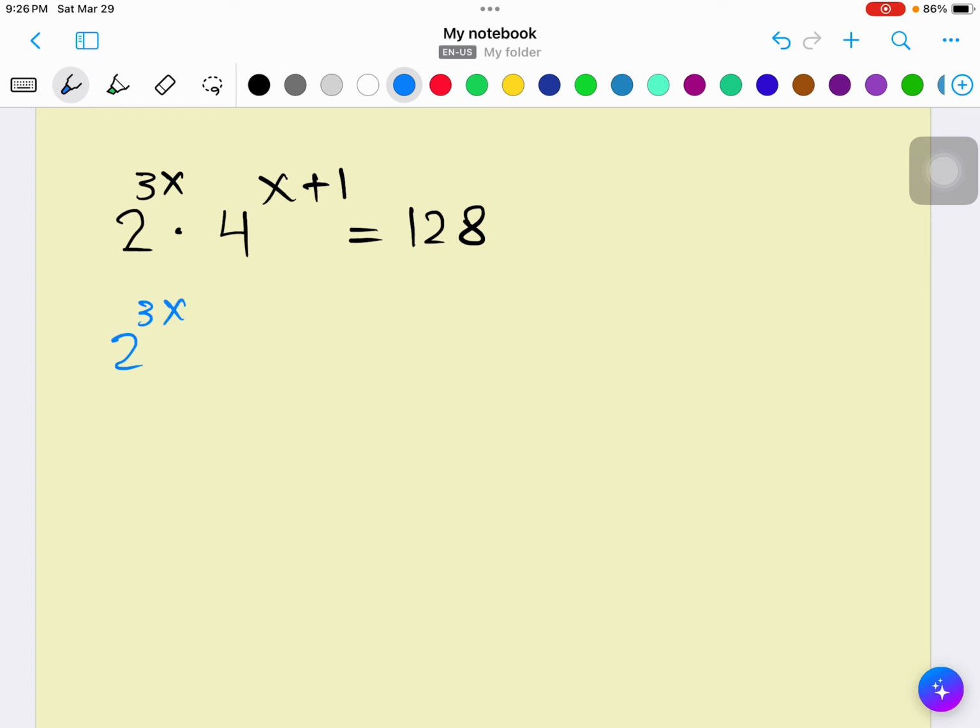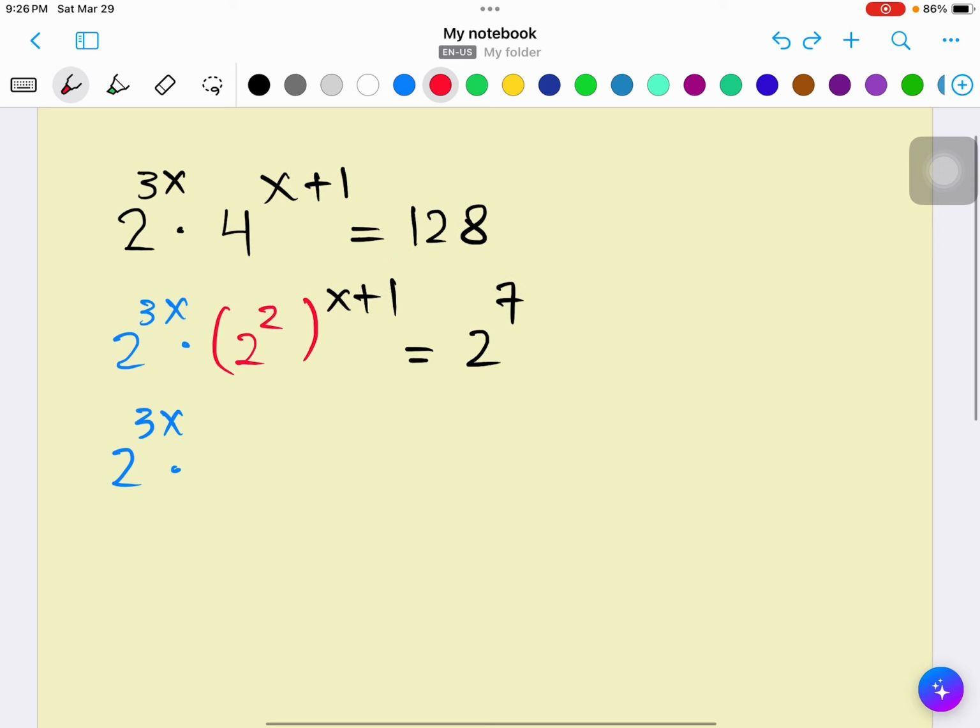2 raised to 3x multiplied by 4, which is equal to 2 raised to 2, and then 2 raised to 2, the whole power x plus 1, equals 128, which is equal to 2 raised to 7. 2 raised to 3x multiplied by, we can multiply the two exponents, and then 2 raised to 2x plus 2 equals 2 raised to 7.